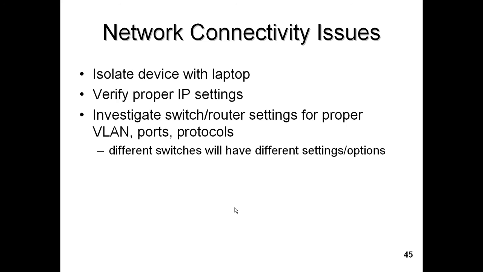If you've got network connectivity issues, we can isolate the device, verify its IP settings, then start investigating the switch and router settings for proper VLANs, ports, and protocols. And this gets us into that enterprise level where we're going to have to work with the IT person to say, how come my device is hooked up? I know it's got the right IP address in it, but it won't communicate over the network. What do you think the problem is?